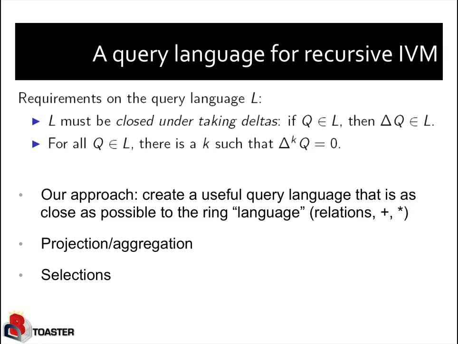And I will basically create a useful query language that is as close as possible to the ring language. That means we've got generalized multiset relations as the values of the language and the operations plus and multiplication to do useful expressions. Well, in general, this generalizes the relational union and the natural join, but that by itself is probably not yet a strong enough query language.